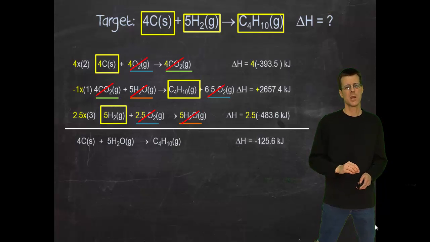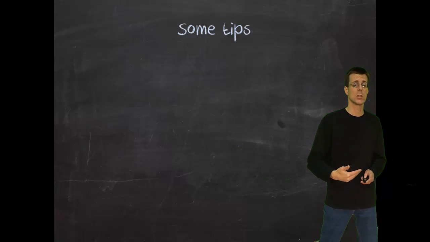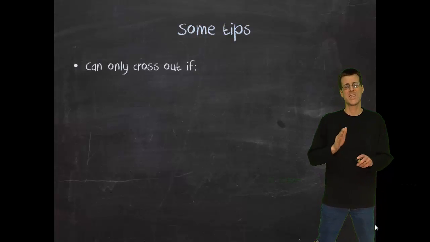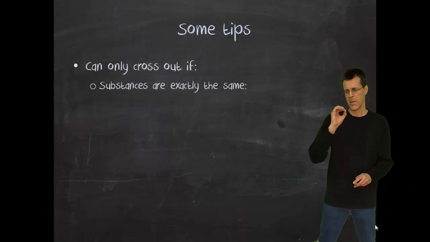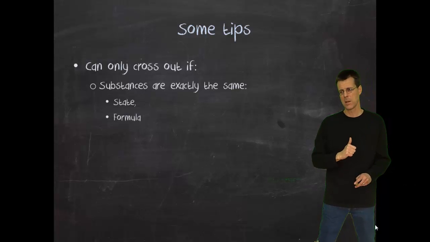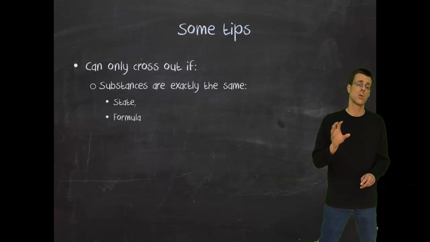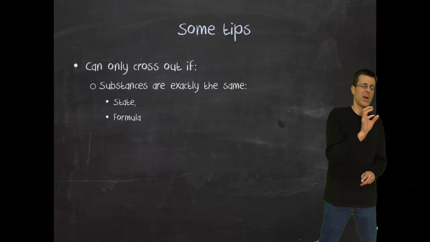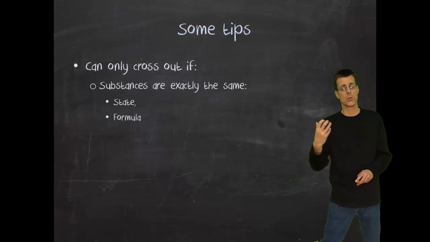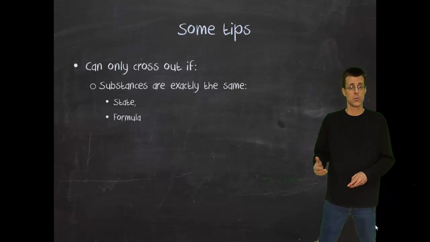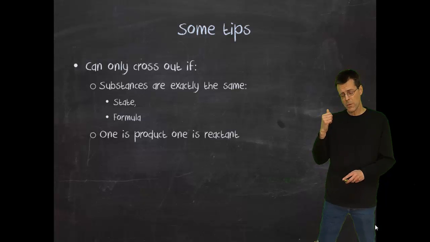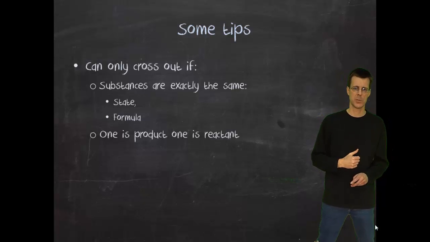And a couple of tips that I can give you, a couple of suggestions to make things go a little bit smoother and more reliably. Number one thing is you can only cross out things if they are exactly the same. That means they have to have the same state and the same chemical formula. You cannot cross out liquid water with gas water. You cannot cross out the hydrogen from water with a hydrogen from something else, even a hydrogen on its own. They must be exactly the same before you can cross them out. And also, one has to be on the reactant side, one has to be on the product side.